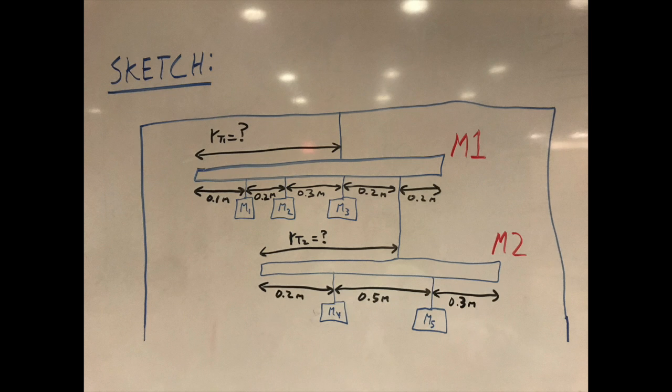This is a sketch of our problem. As clearly seen, each mass is placed at certain positions from each other and the ends of their respective meter sticks. Notice how the whole mobile system is distinguished into 2 different parts. M1 represents the top mobile and M2 represents the bottom mobile.